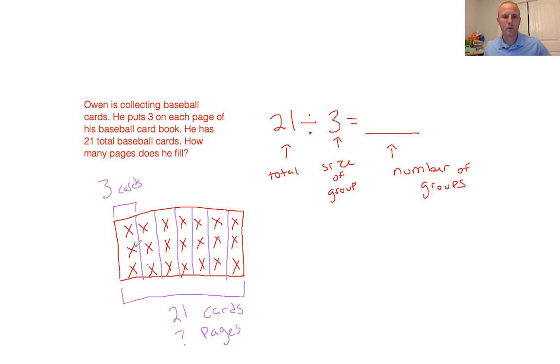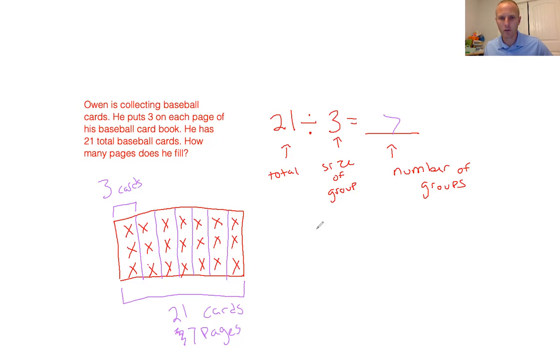Okay. So I have 3, 6, 9, 12, 15, 18, 21. I have 1, 2, 3, 4, 5, 6, 7. I have 7 pages. So 21 divided into groups of 3 equals 7 groups. So again, this rectangle represents 21. This is 3, 3, 3, 3, 3. And then I have 7 of those.